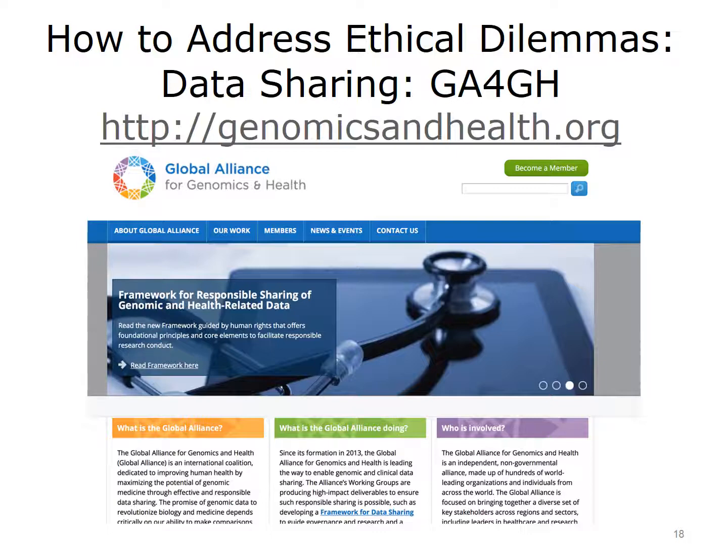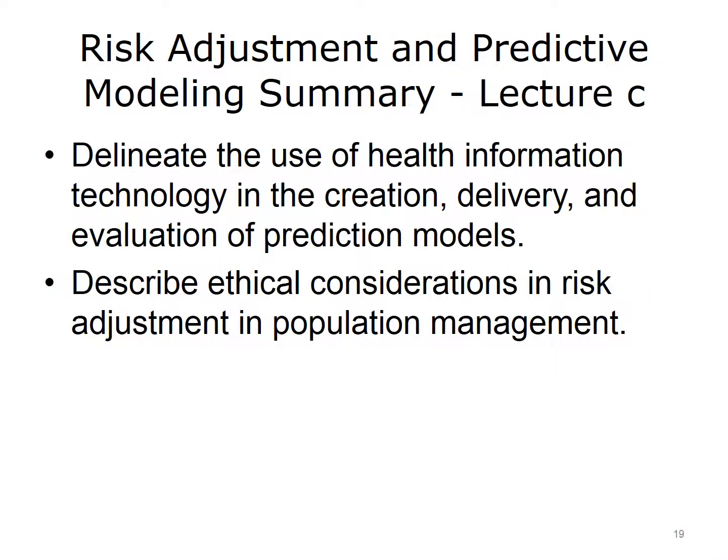Ultimately, the solution to these ethical dilemmas is to explore different frameworks and approaches that satisfy ethical concerns and can help capitalize on the potential for new ways to analyze data, to stratify risk, and to predict diagnoses, outcomes, and response to treatments. This concludes Lecture C of the unit on Risk Adjustment and Predictive Modeling. In this lecture, we describe the systems used in the creation, delivery, and evaluation of prediction models, and describe some of the ethical considerations involved when implementing risk adjustment and prediction models.